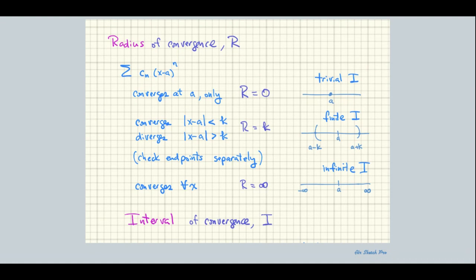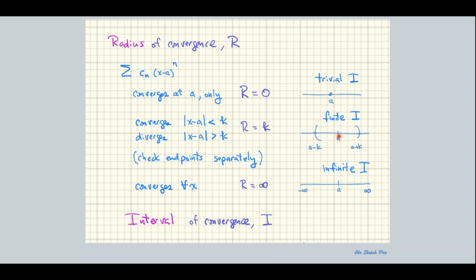The actual things we're going to look for are a finite interval or an infinite interval. The finite interval is when the absolute value, the distance from a, is less than some value k. And if it converges inside here and diverges outside of here, then we say the radius is k. Now understand that it needs both of those things to be true. It has to converge inside this radius and diverge outside this radius.